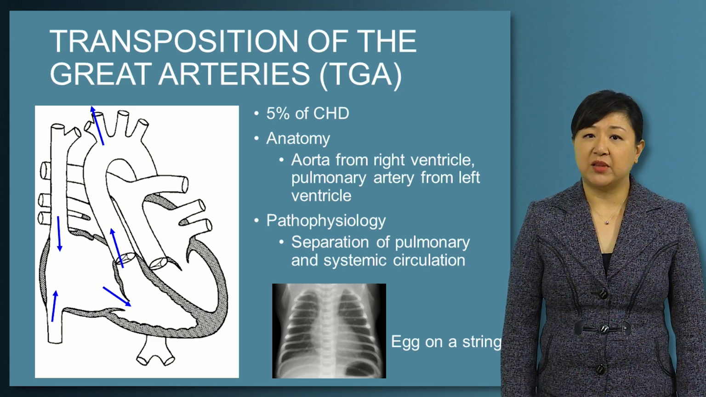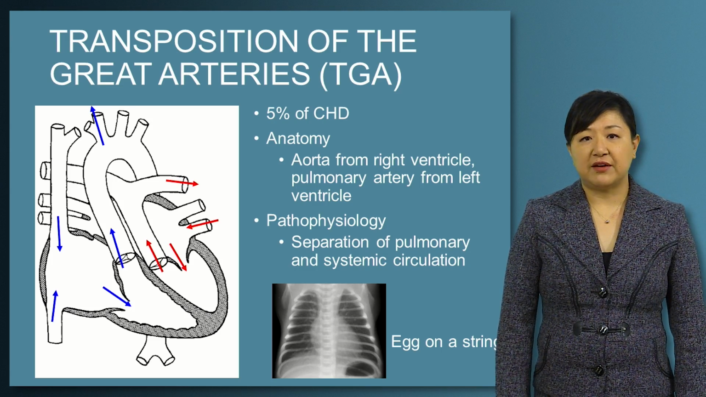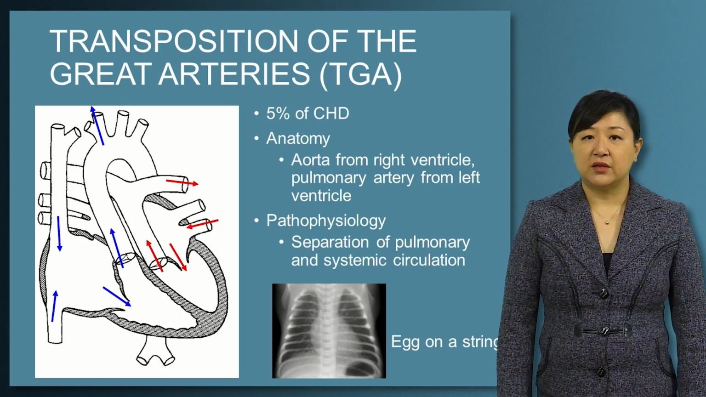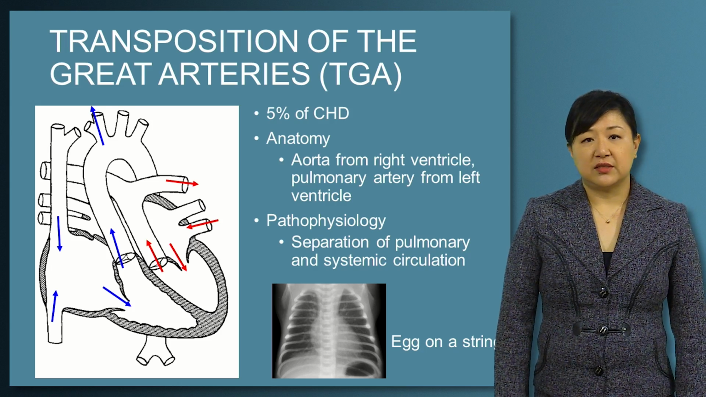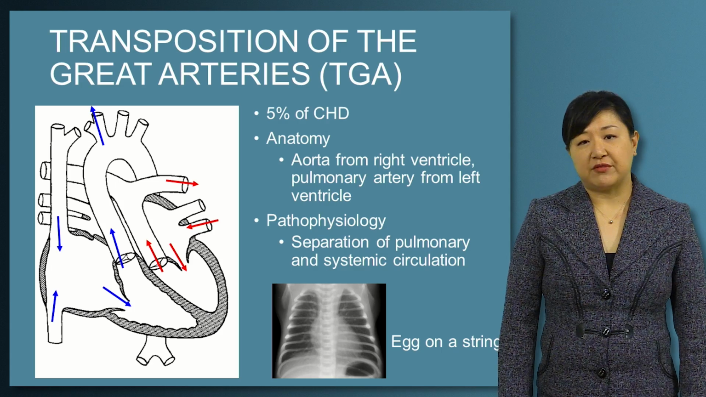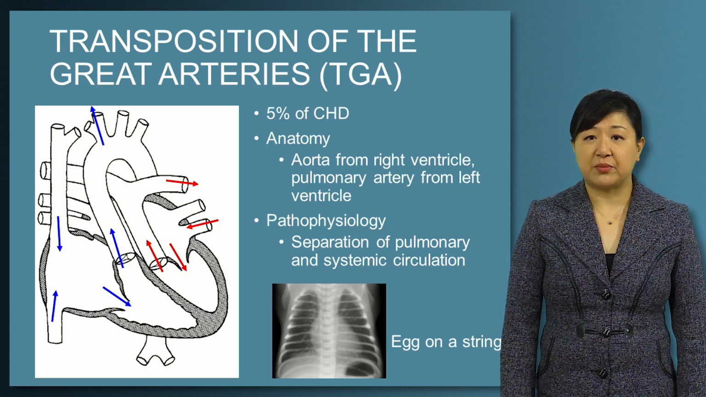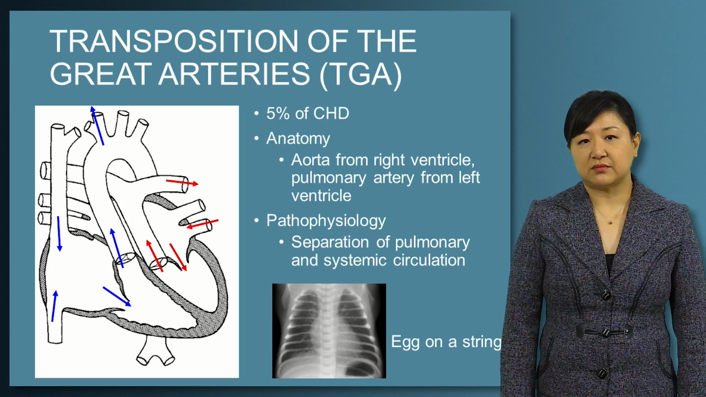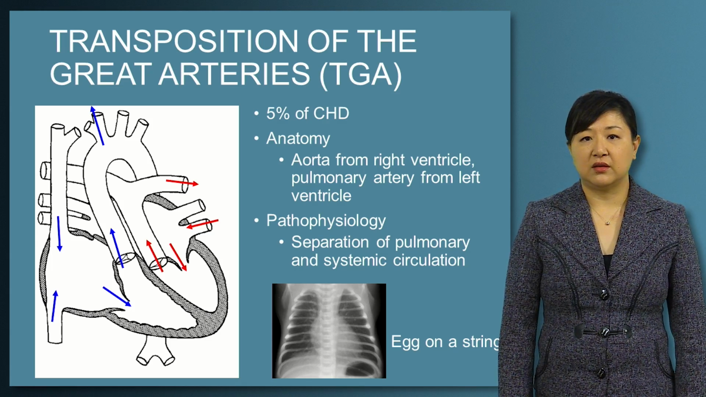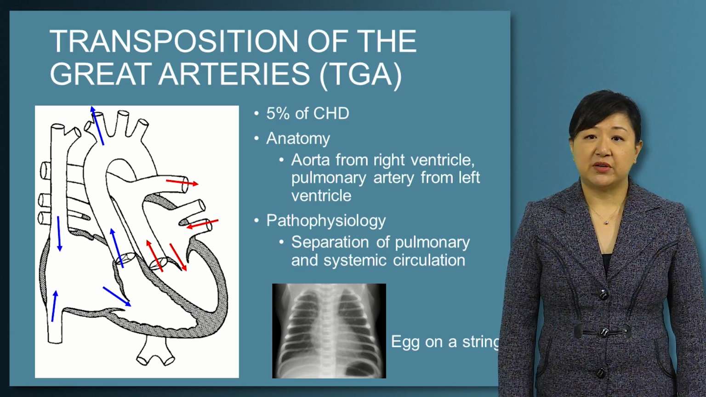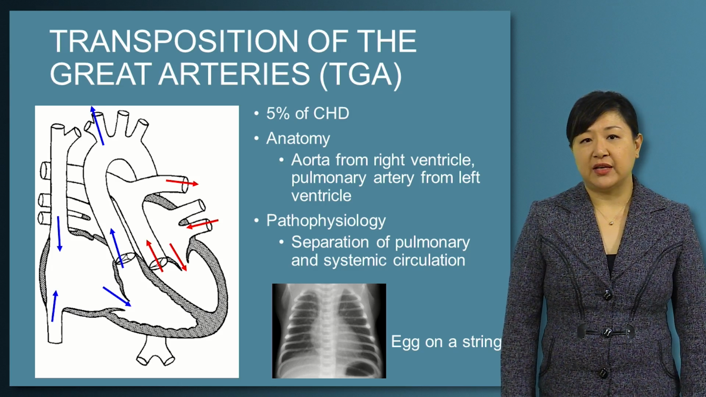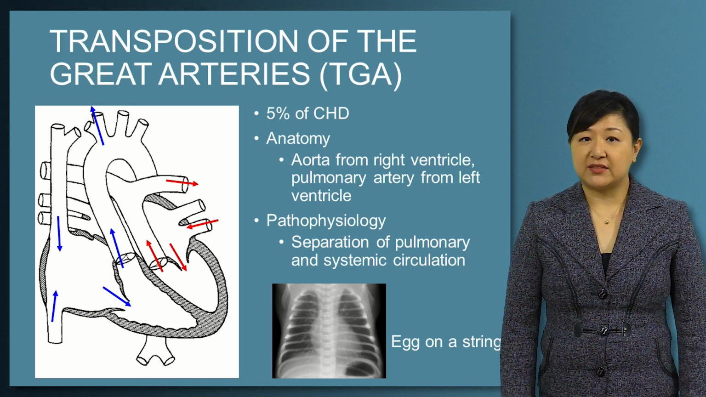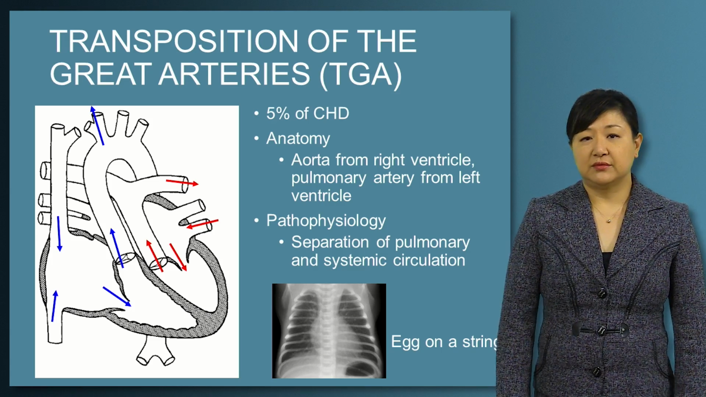Whereas fully oxygenated blood from the lungs comes into the left atrium, left ventricle, and goes back out into the lungs again. So with no intervention, this baby will be very blue soon after birth. There's complete separation of the pulmonary and systemic circulation. The chest x-ray may show a typical egg on a string pattern. Because the aorta is directly in front of the pulmonary artery, the upper mediastinum will appear narrowed.